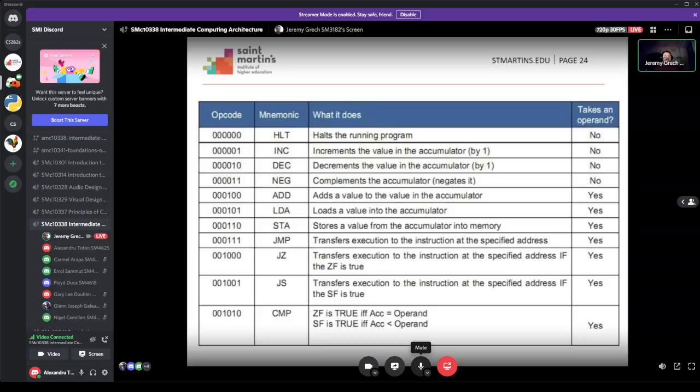Is this clear so far? This one? Because I am going to be comparing my accumulator with whatever I have within my operand. Okay, that's essentially it. So far, so good, guys.